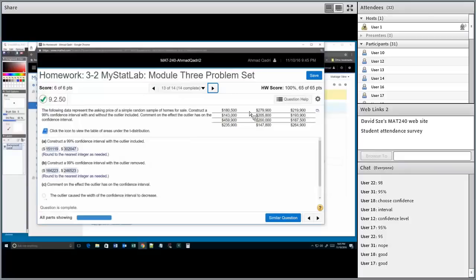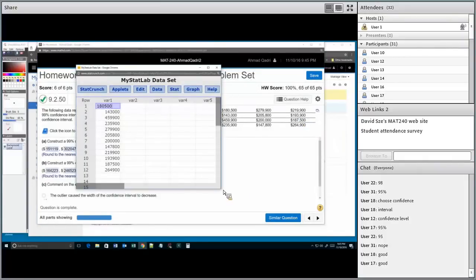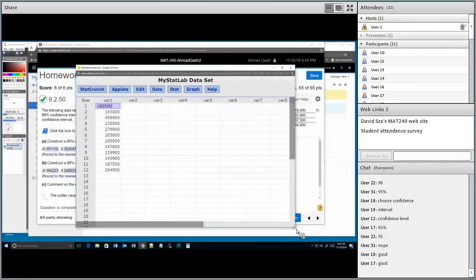Okay, first of all, looking at this data, let me first open this in StatCrunch. So I'm going to use this box, click on open in StatCrunch. Okay, so here's the data. What I would like you to do is go through this data real quick, just take a look at this and tell me where is the outlier. Tell me the value of the outlier.